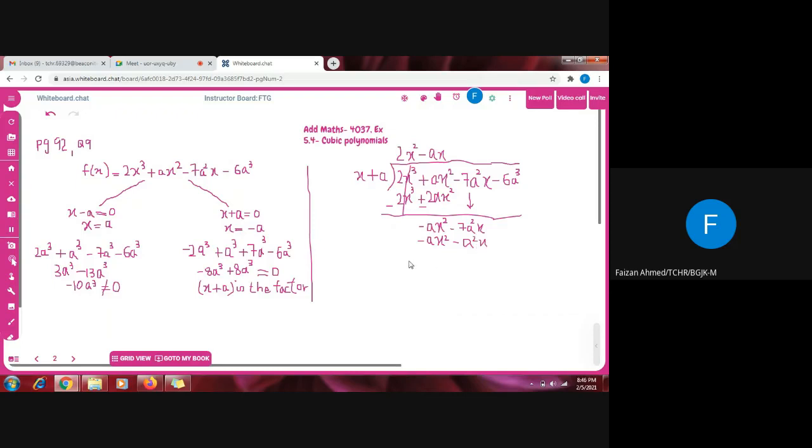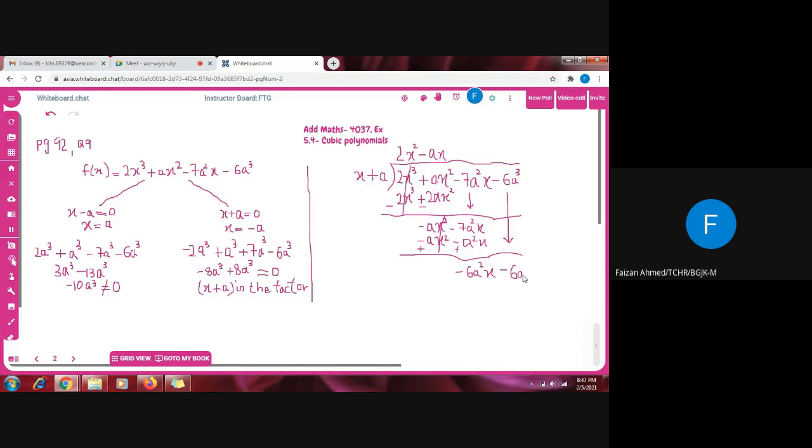Again I have to subtract it, so I will draw a line like this, and this is negative, so I have to change the sign. This will become positive, this is negative, this will again become positive, and this will get cancelled out, and this will become minus 6a square x. One last term which I will copy down. This is minus 6a cube, so I will copy it down as it is, minus 6a cube.